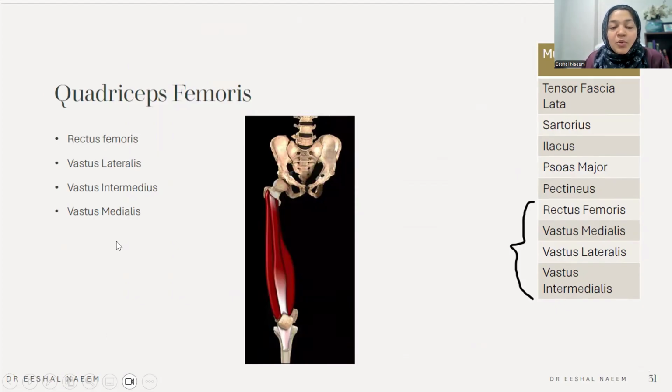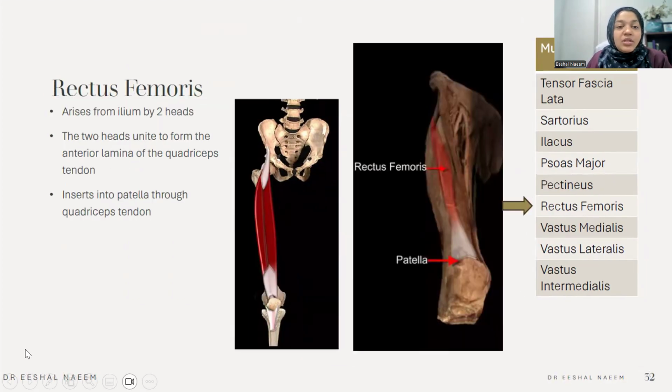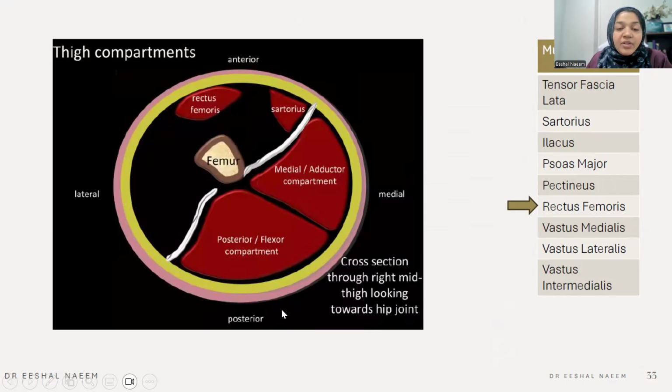Moving on, the quadriceps femoris is a group of muscles that include the rectus femoris, vastus lateralis, intermedius, and vastus medius. Okay. The rectus femoris arises from the ilium by two heads. The two heads unite to form the anterior lamina of the quadriceps tendon and insert into the patella through the quadriceps tendon, as you can see here. The rectus femoris is the most anterior muscle of the thigh.